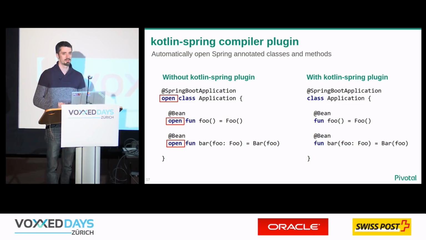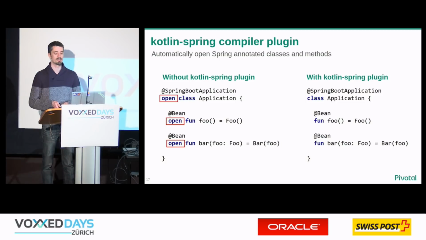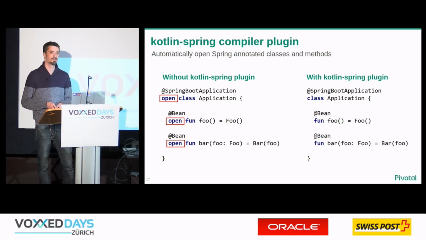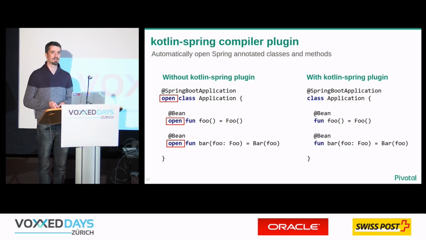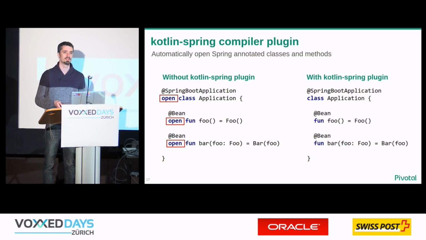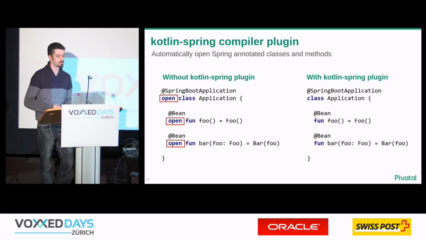So we discussed with the Kotlin team, and they ended up providing a Kotlin Spring plugin, which will automatically open every Spring annotated class. So with this plugin enabled at Maven or Gradle level, as soon as you have add configuration, add controller, add async, the related classes or methods will be automatically open, and that allows you to not care about that and just use the default behavior and avoid this more verbose Kotlin version.